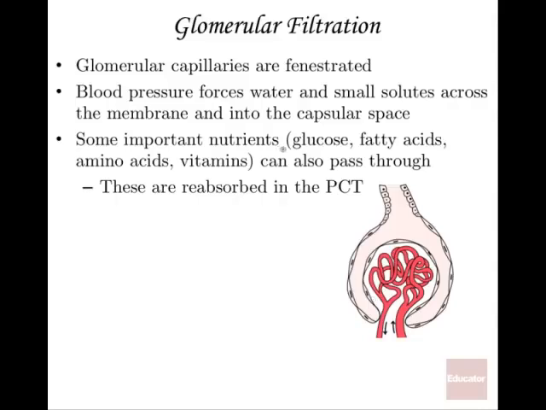And some important nutrients like glucose, fatty acids, amino acids, and vitamins can also pass through. You don't want to let go of all those things because, especially if you're low on them at that moment, you need these things in your bloodstream to supply these nutrients to your cells. There is a way to get that stuff back in your bloodstream, which we're going to cover a little bit later. It has to do with them being reabsorbed into the proximal convoluted tubule.